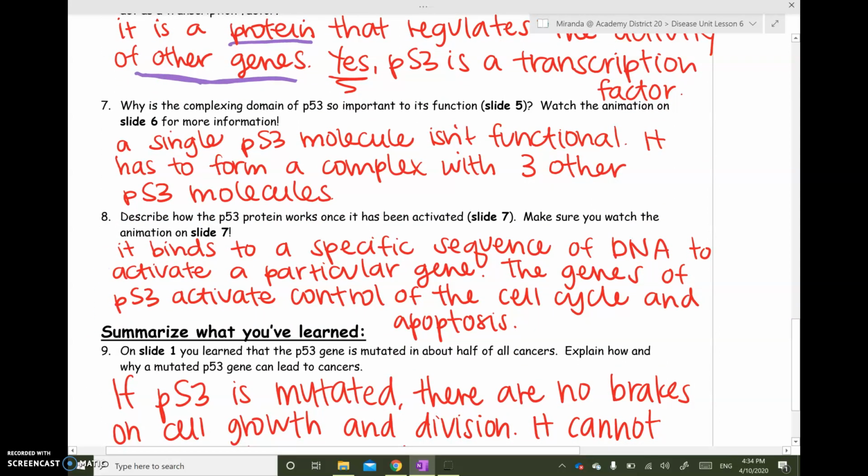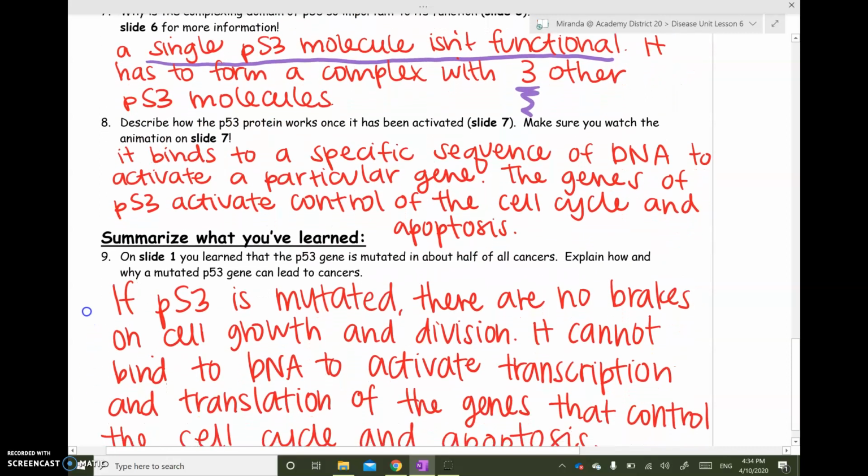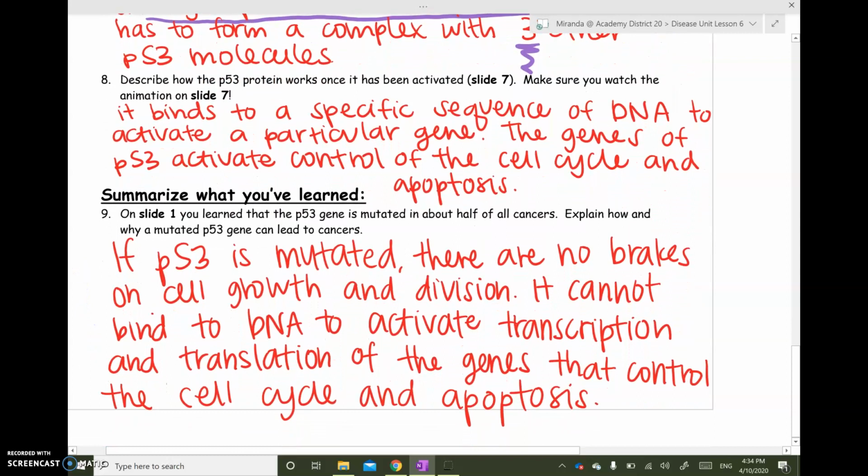Why is the complexing domain so important? That's because a single P53 molecule isn't functional. It needs all 3 parts. Okay. Then we have to say, how does it work once it's been activated? So it binds to a specific sequence of DNA to activate a particular gene.